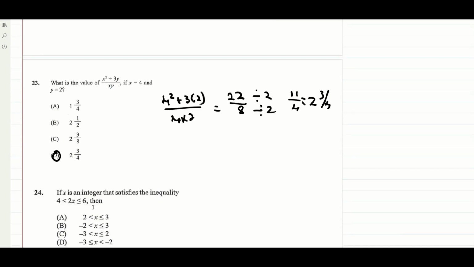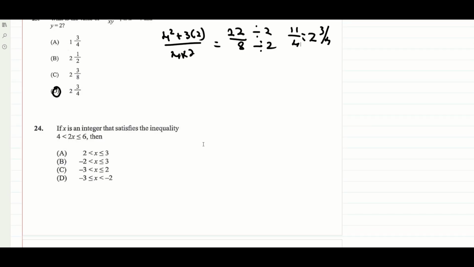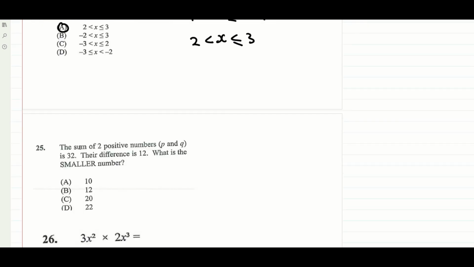If x is an integer that satisfies the inequalities, we always want x, so you're going to divide this entire thing by 2. 4 less than 2x less than 6, divide this entire thing by 2, that's 2 less than x less than 3. So the answer is E. If it was minus 2, then that would make a difference, but no, we just divide throughout by 2.